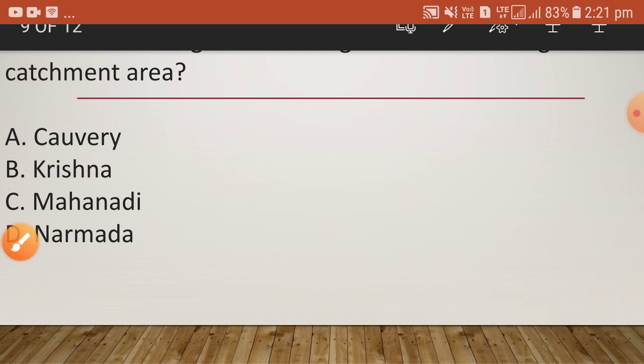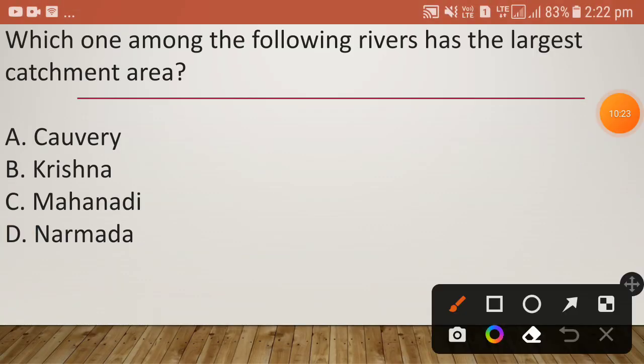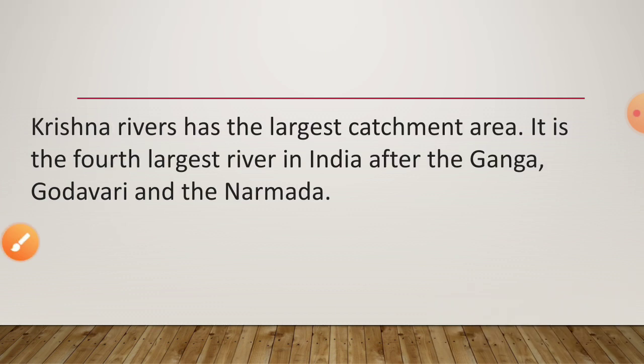So we have to say which of the following here in these options has the largest catchment area. So the answer here is Krishna river. Even though the length is less as compared to other major rivers in these options, the Krishna river's catchment area is very high. So I added some extra information also. Yeah, Krishna river has the largest catchment area.